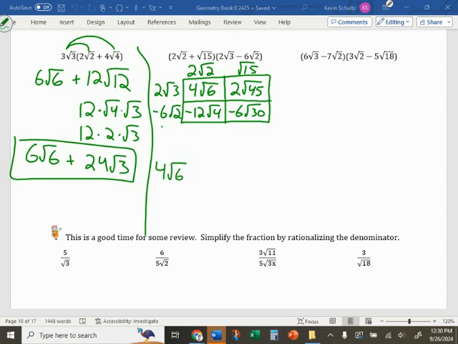So we have 4 root 6 plus 2 root 45 minus 12 root 4 minus 6 root 30.